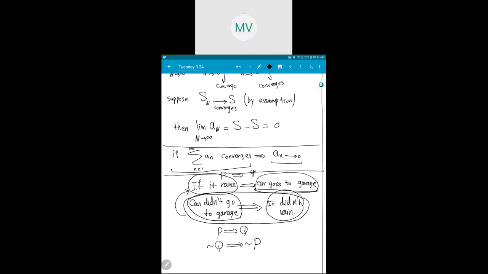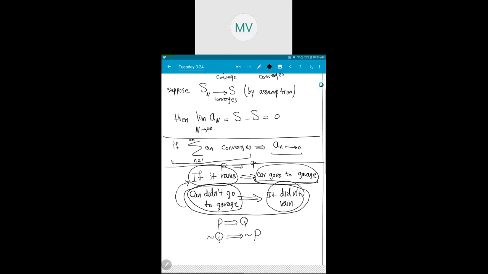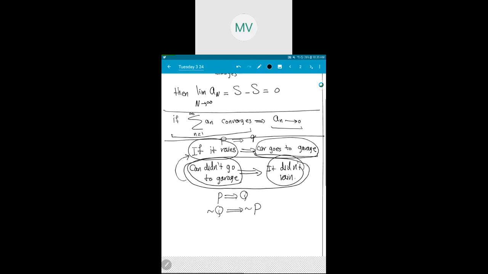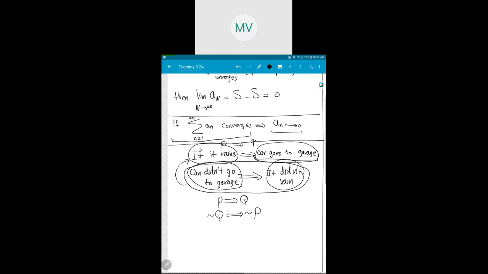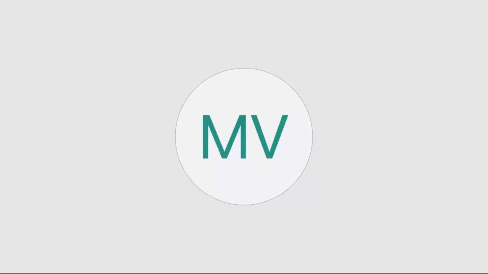So this is just a simple example, don't worry about it. What I'm trying to say is that if you have a statement P then Q, this is equivalent to saying not Q then not P. And you can see the relationship, right? If you have P then Q, then the negation of Q comes first, and it concludes the negation of P. Okay.